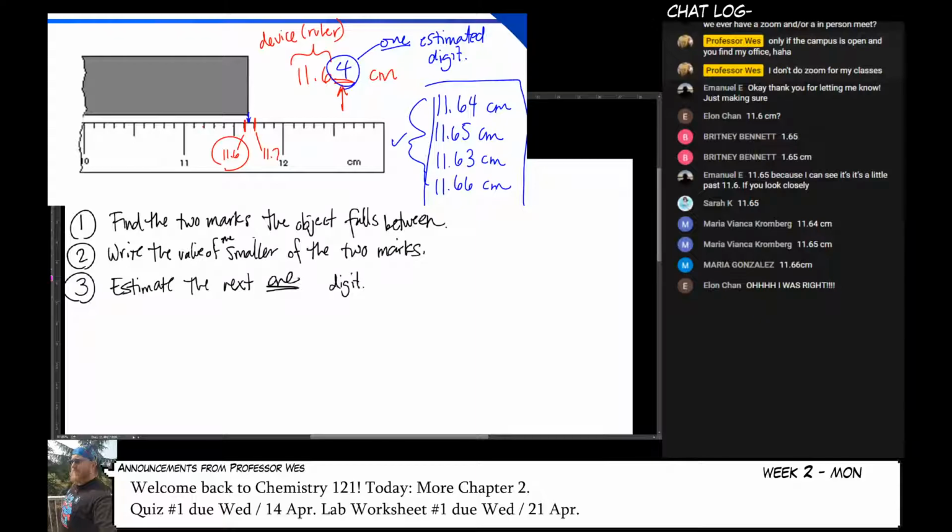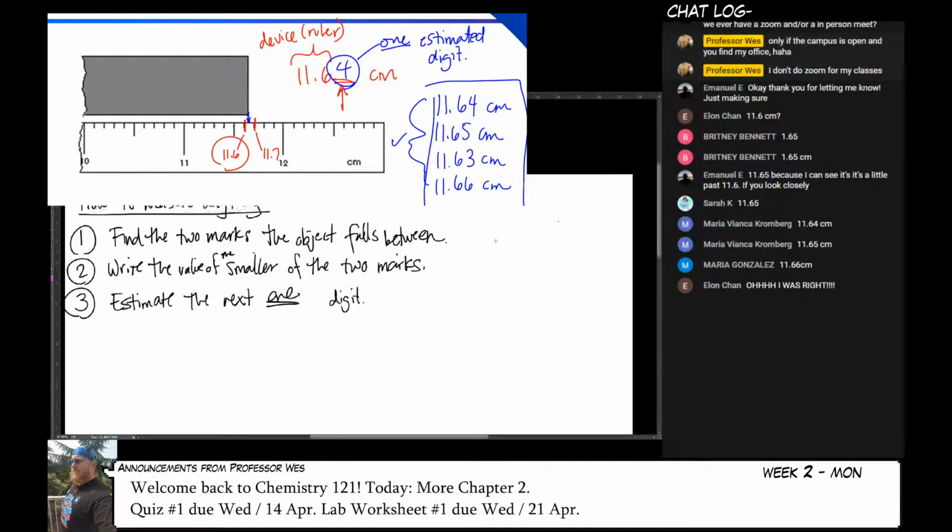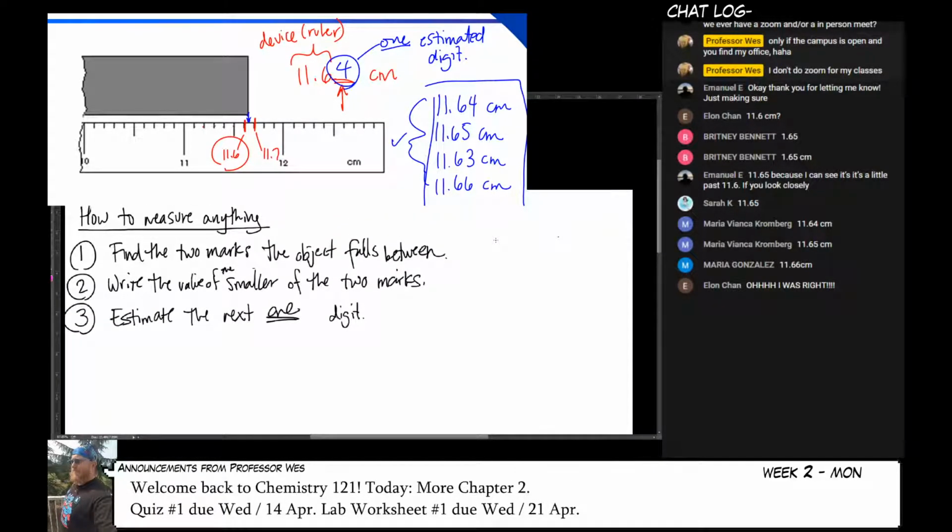Whenever you have a scale, you're going to be measuring something against a scale by following this process. First, you want to figure out what the marks are that your object falls between. Then you want to write the value of the smaller of the two marks. That's going to be the numbers that come from your device. And then you're going to estimate the next one digit based on what you've written down and what you observe on the scale.